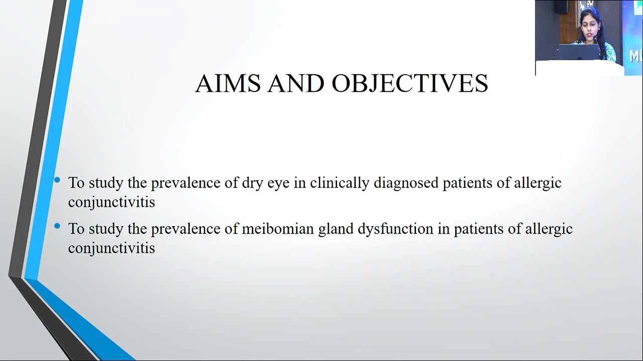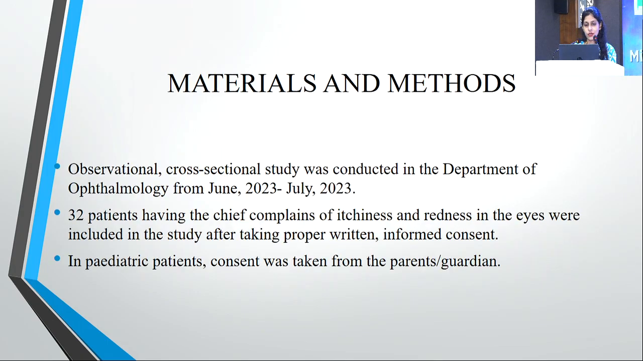The aims and objectives were to study the prevalence of dry eye in clinically diagnosed patients of allergic conjunctivitis, and to study the prevalence of meibomian gland dysfunction in patients of allergic conjunctivitis. Material and methods: it was an observational cross-sectional study conducted from June to July 2023, and 32 patients having the chief complaints of itchiness and redness in the eyes were included after taking proper written informed consent. In pediatric patients, consent was taken from the parents or guardian.